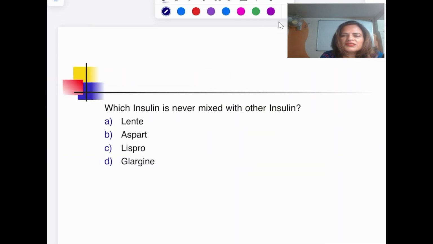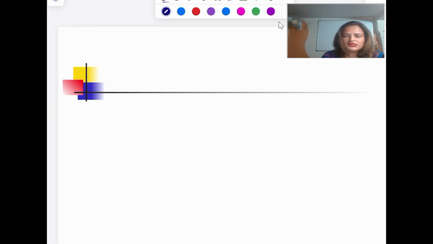Which insulin is never mixed with other insulin? It is Glargine. It is made at pH 4, and it remains a solution only at pH 4. Never ever mix insulin Glargine with any other insulin.